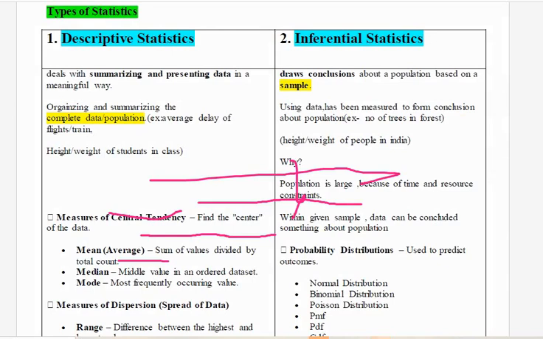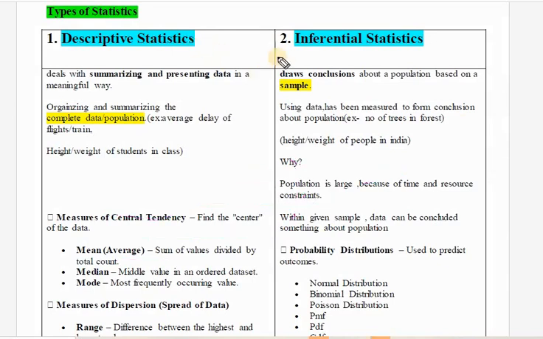Coming to the types of statistics, we have descriptive statistics and inferential statistics, which I mentioned earlier we will be studying in detail. What is descriptive statistics? It is summarizing and presenting the data in a meaningful way, like organizing and summarizing the complete data or population. In descriptive statistics, we take the complete data for any of the mathematical operations we do. In inferential statistics, we take just some sample and analyze it for the whole population.